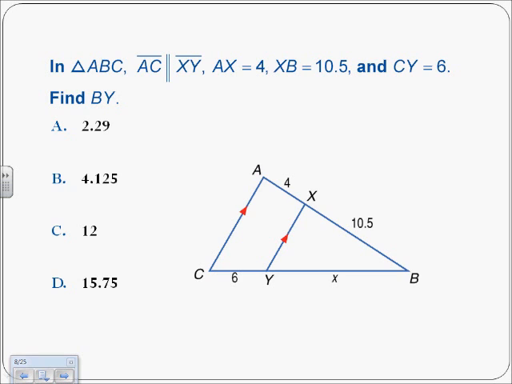Keeping in the same theme, try to solve for BY in this situation. Proportion that we can set up, we know that 10.5 over 4 is equal to X over 6. 4X is equal to 63, and X is equal to 15.75, which is D. Again, straightforward.